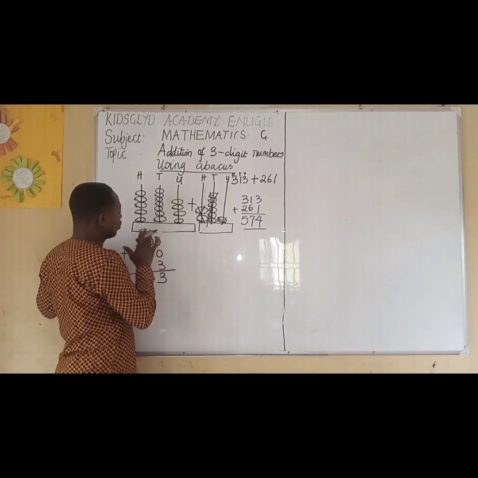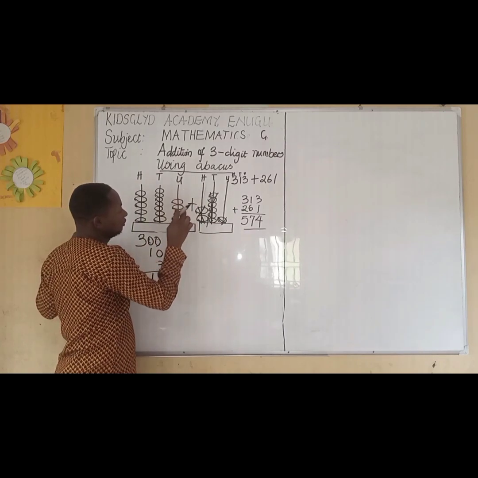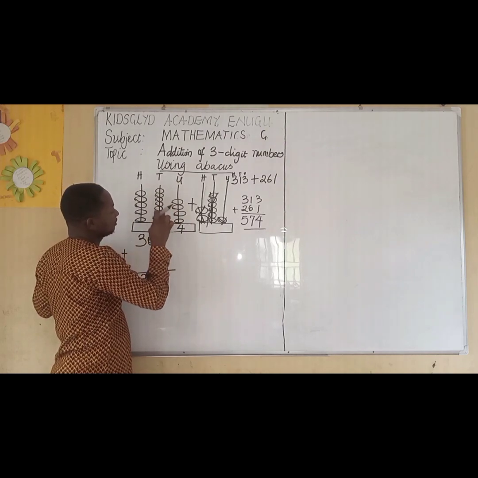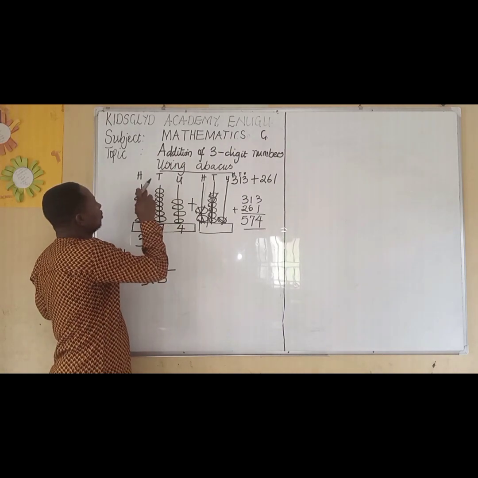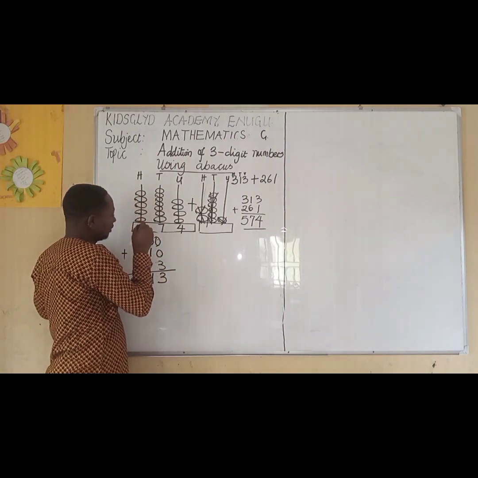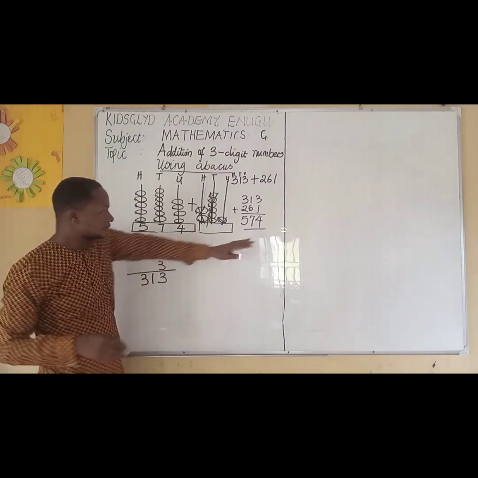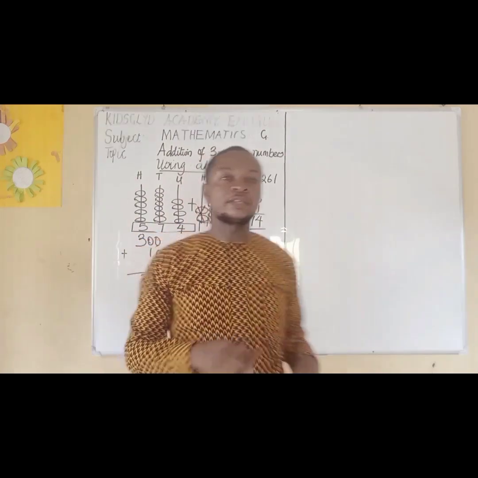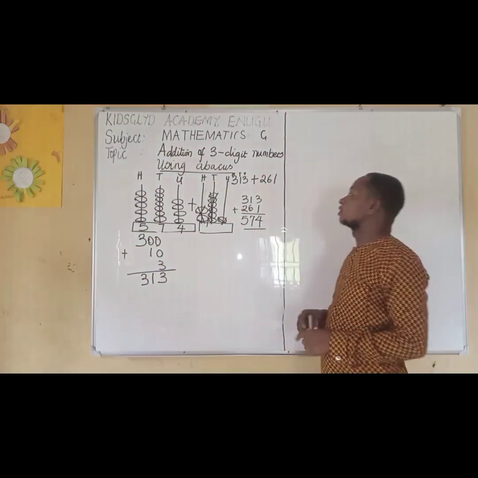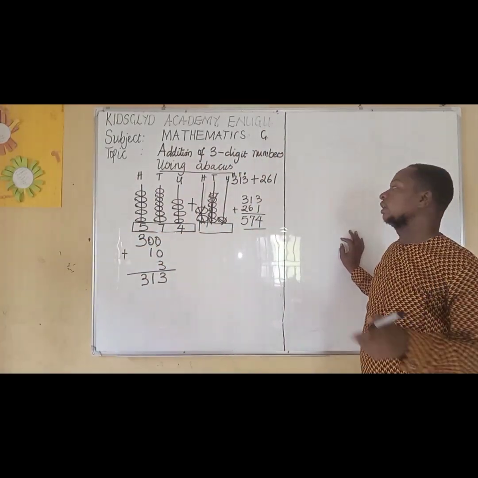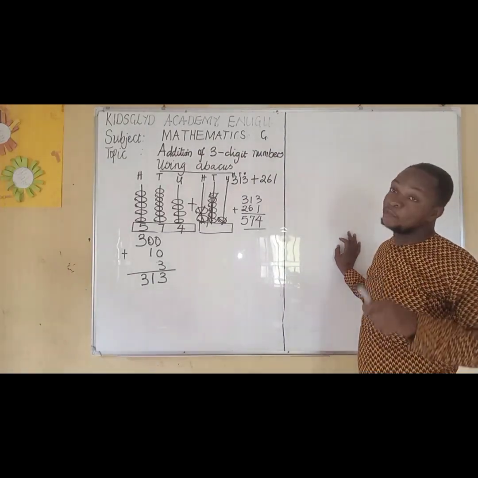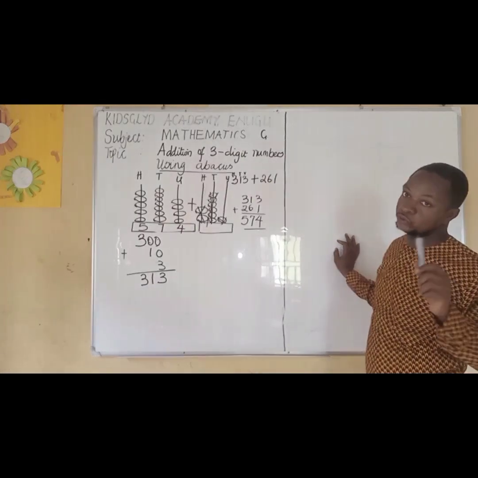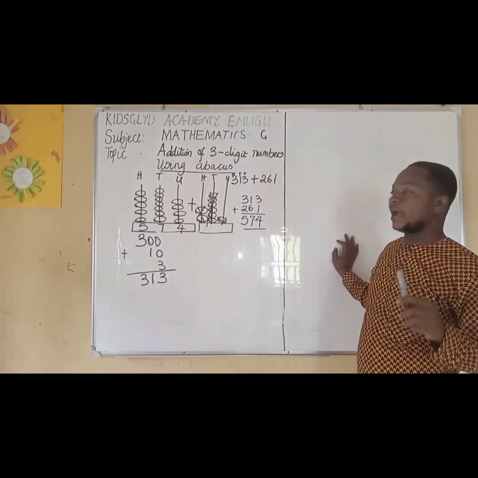So now, what becomes the total here? 1, 2, 3, 4. We write our 4 here. 1, 2, 3, 4, 5, 6, 7. We write our 7 here. 1, 2, 3, 4, 5. We write our 5 here. So that is where the abacus makes it so much easier for us. Some will know how to add numbers, but during counting they make mistakes. An abacus is so good for us to do addition.